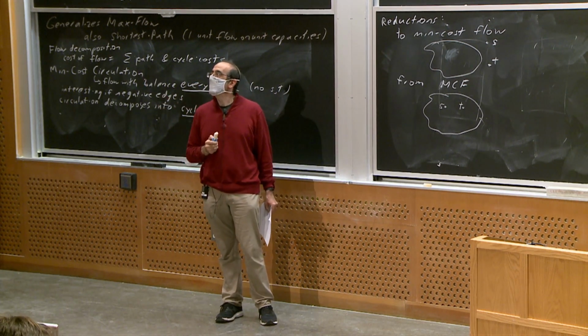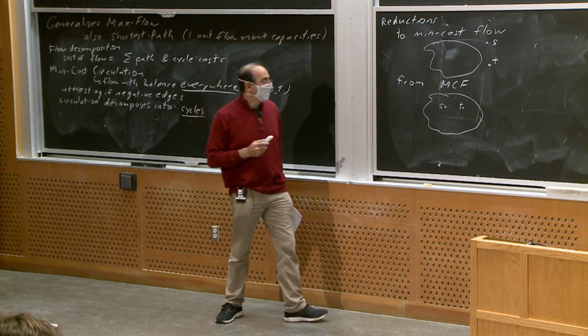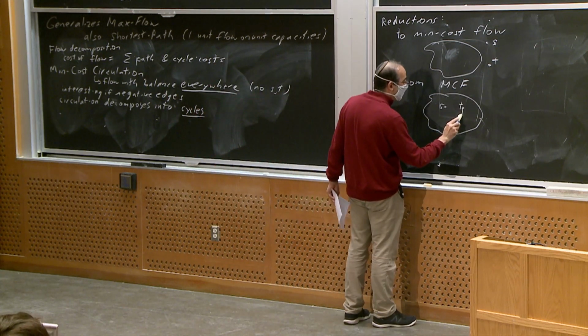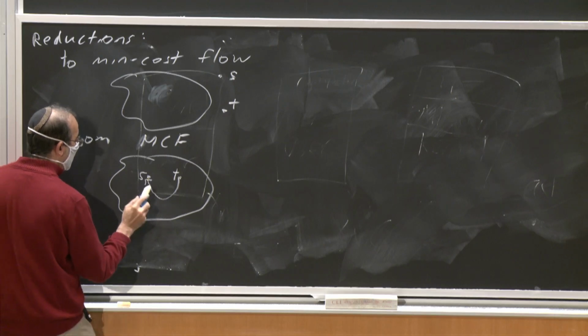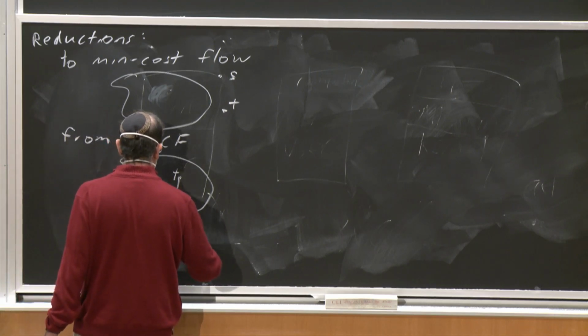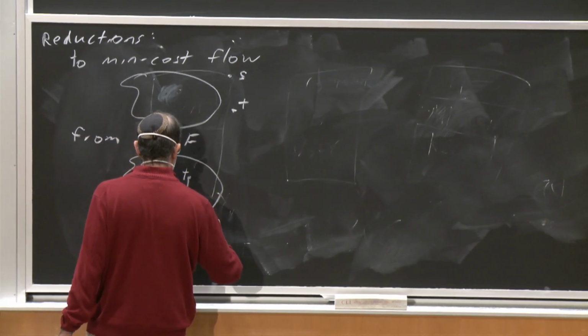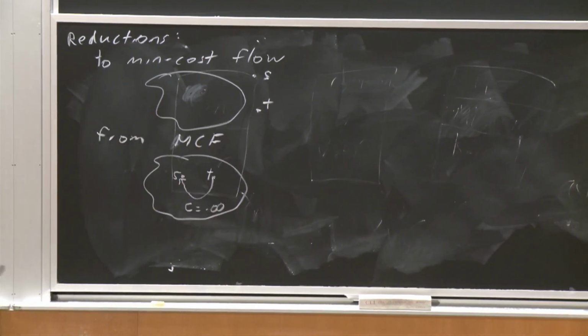Yes? Maybe connect T to S with like a very large control part. Great. So if I make the cost of this edge minus infinity, then any circulation is going to be highly motivated to use that edge. Right? Now, I also need a capacity. What capacity should I give it?